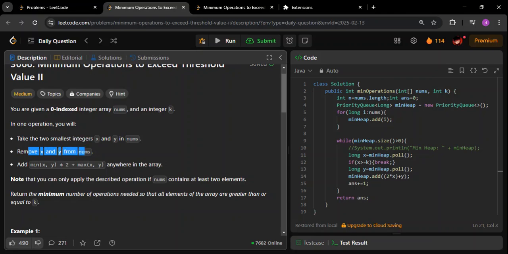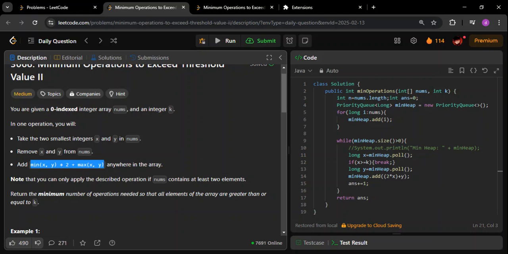So x and y are removed from the whole array, and instead of them a single element will be inserted. Try to understand the order here. The two smallest elements are removed. Remember, when I say smallest, they really mean the smallest. Let us say there are 10 elements, so once you sort it, the bottom two will be removed.